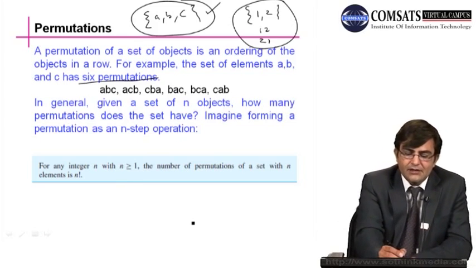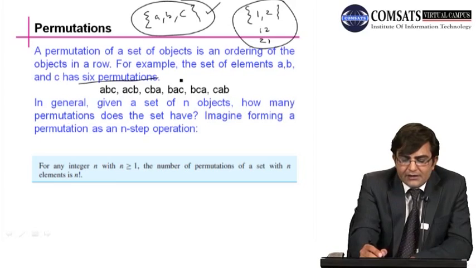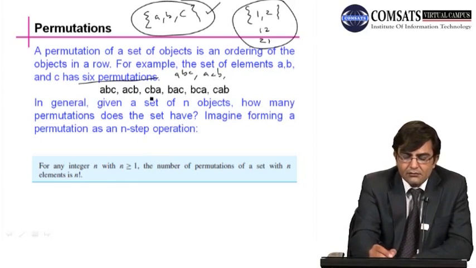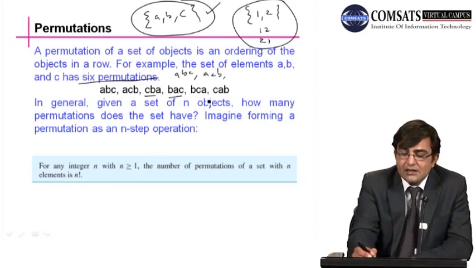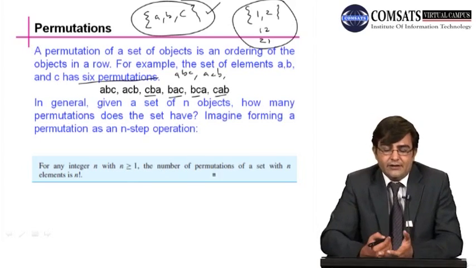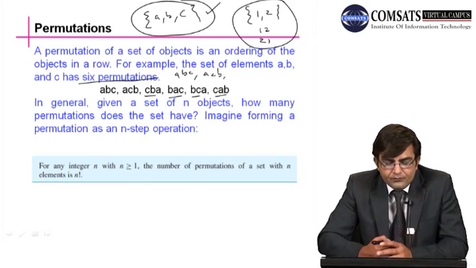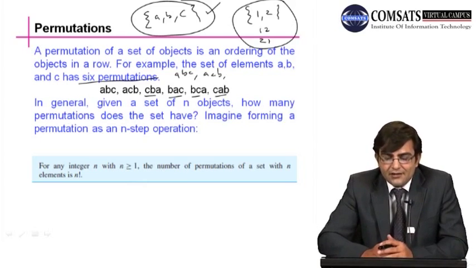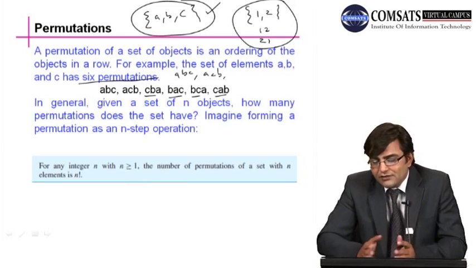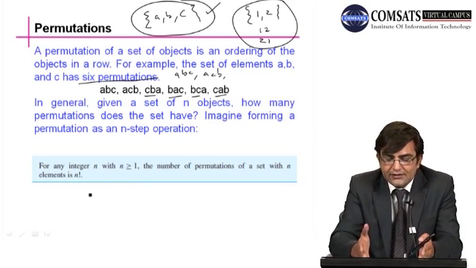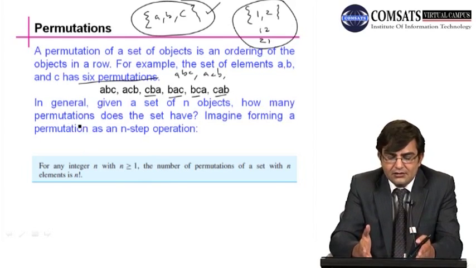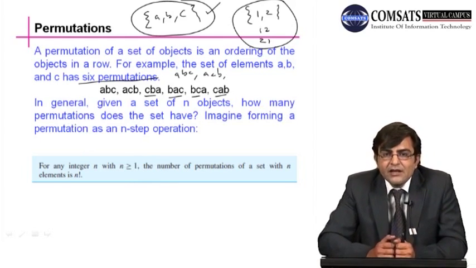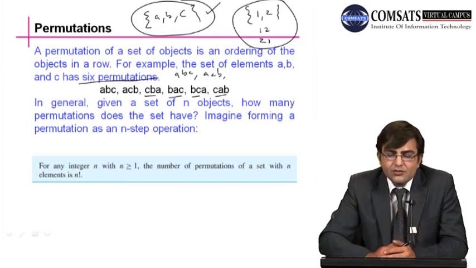For example, we can write ABC, ACB, CBA, these are written here, BAC, BCA, CAB. Now think here whether there is another way you can write these 3 elements in some different order which is not written here in 6 possibilities. So there is no other way we can arrange or order these 3 elements.